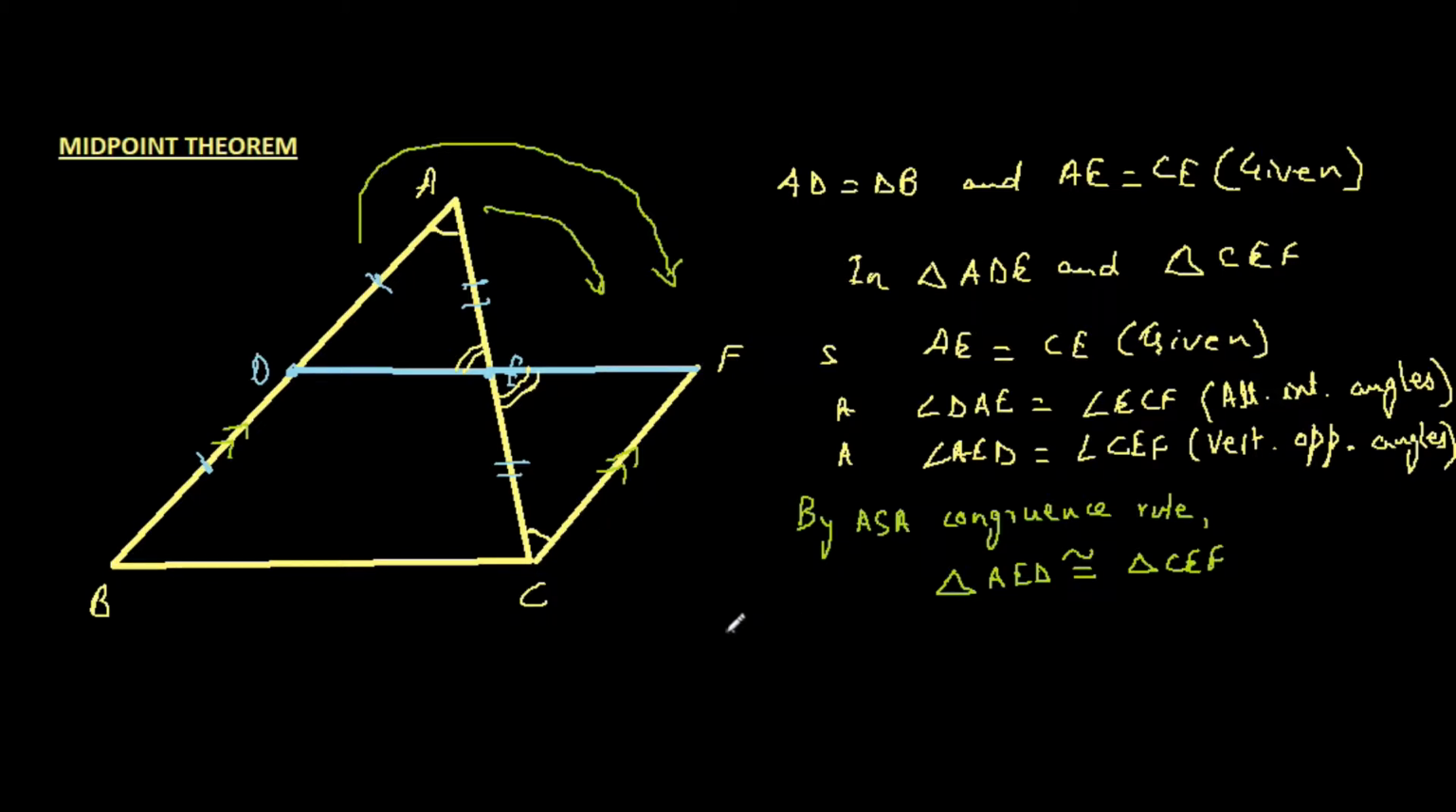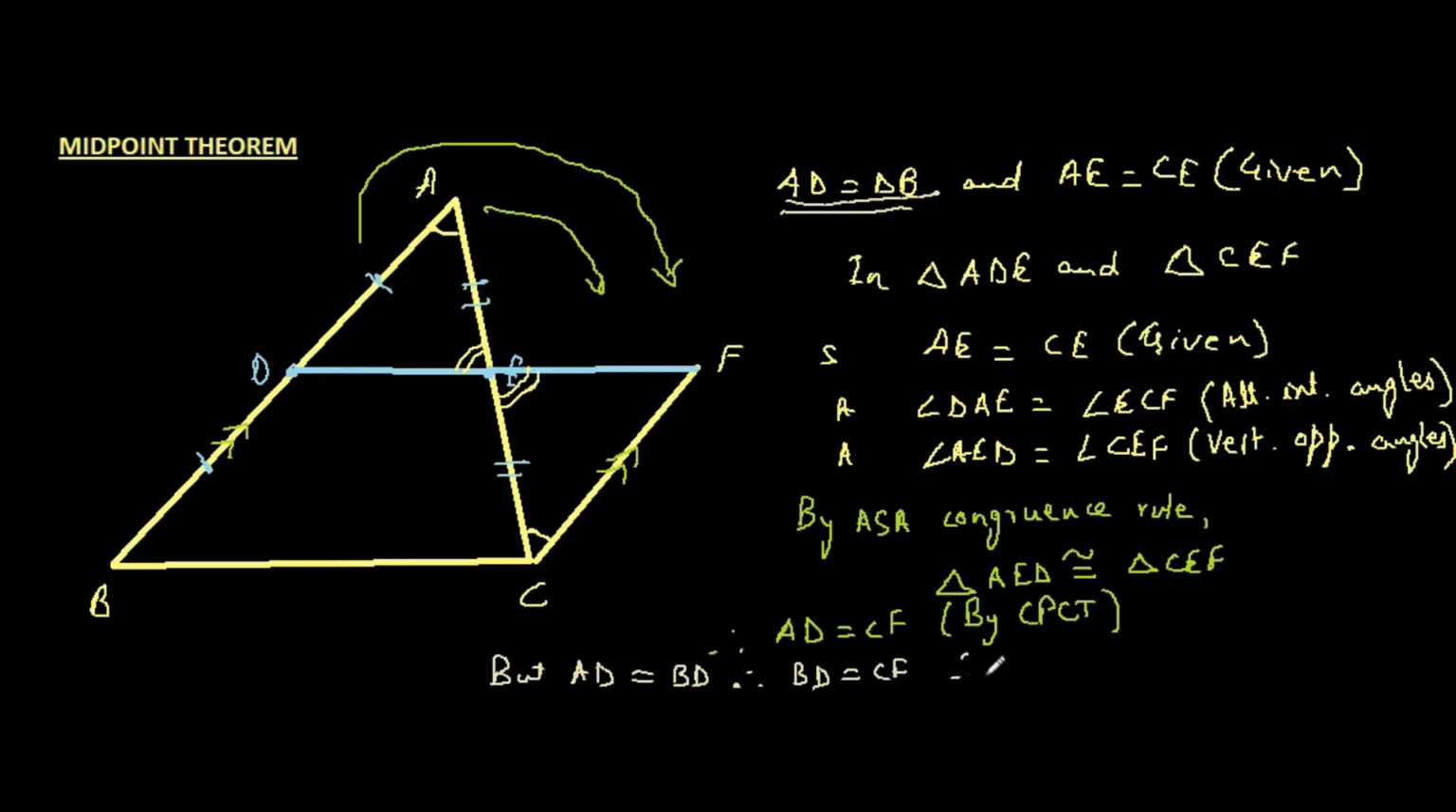So we can say that therefore AD is equal to CF. We can write that as by CPCT, which is corresponding parts of congruent triangles. But if we look at what's given to us, this relationship over here, AD is equal to DB. So we can say but AD is equal to BD. Therefore, BD is equal to CF. And therefore, BCFD is a parallelogram.